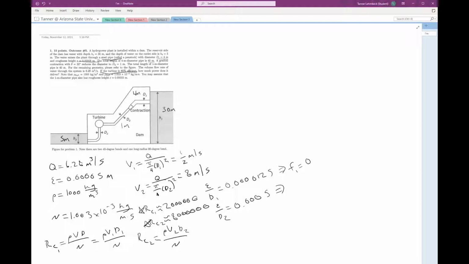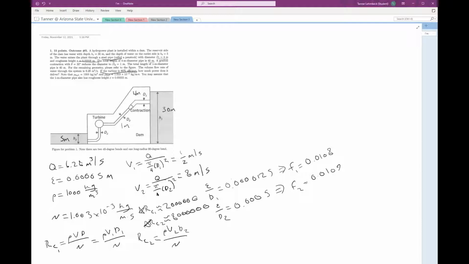F1, I get 0.0108. F2, I get 0.0109. So I mean, you can see these are really close. But as long as you're in that ballpark, you should be good. So I found my friction factor for both pipes.